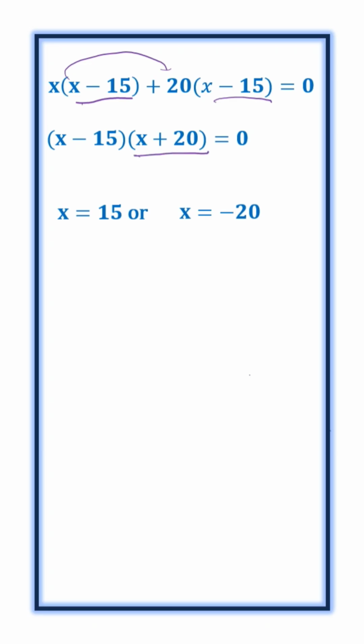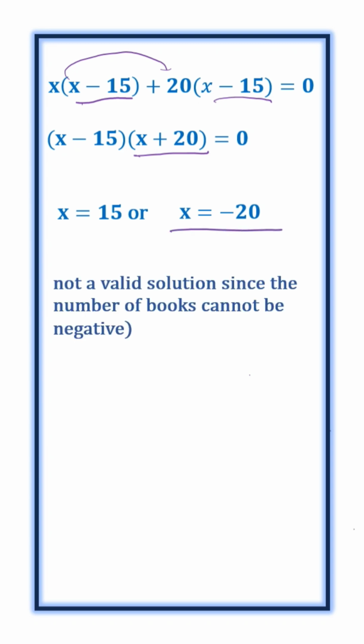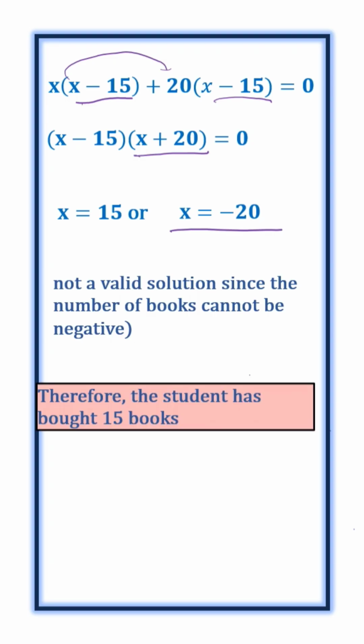x is equal to negative 20 is invalid. Why? Number of books cannot have a negative value. So x is equal to 15. Therefore, the student has bought 15 books. This is the solution for this question.